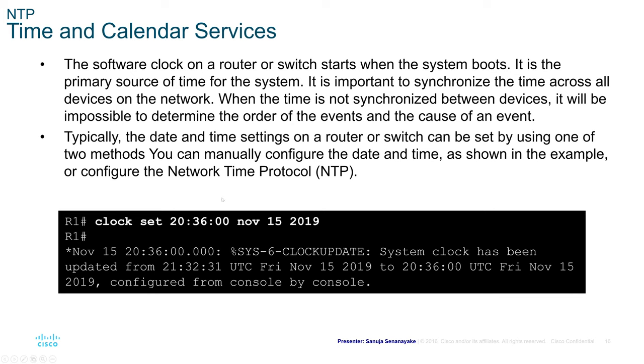TFTP servers as a backup location. As a network grows, Cisco IOS software images and configuration files can be stored on a central TFTP server. This helps to control the number of IOS images and the versions of those IOS images, as well as the configuration files that must be maintained. So if you have a large network, especially with multiple Cisco switches and routers, you can use those centralized TFTP servers to manage the IOS images and revisions or version numbers associated with those IOS images.